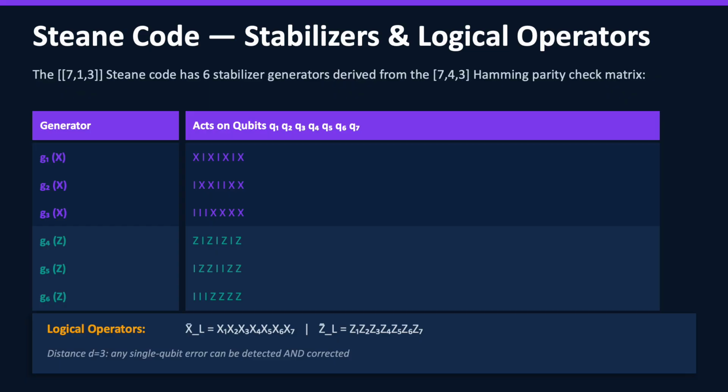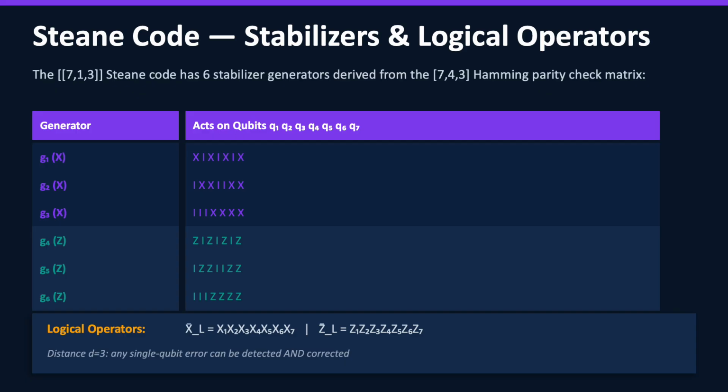So let's look into Steen code, stabilizers, and logical operators. The Steen code's error detection relies on 6 independent checks, 3 of one type and 3 of the other. The first 3 checks are sensitive to bit flip errors, and they are designed so that each check asks about a different overlapping subset of the 7 qubits. If a bit flip error occurs on any one of the 7 qubits, a unique pattern of which checks succeed and which fail will pinpoint exactly which qubit was affected.